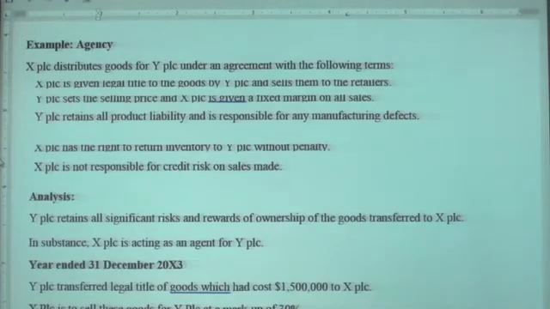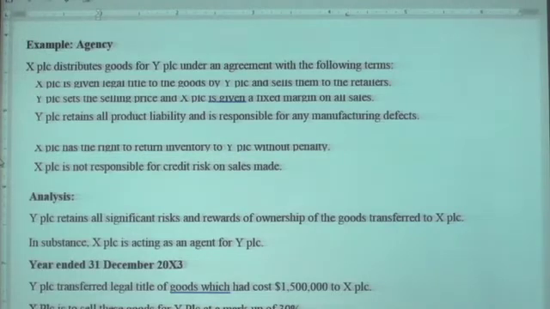Say X is a distributor, Y is a manufacturer. Now, X is distributing goods on behalf of Y. All the sales made by X are not sales of X, they are sales of Y. X gets an agency fee or commission. Is that clear? Therefore, any amount you collected on behalf of the principal is not your income. Correct?